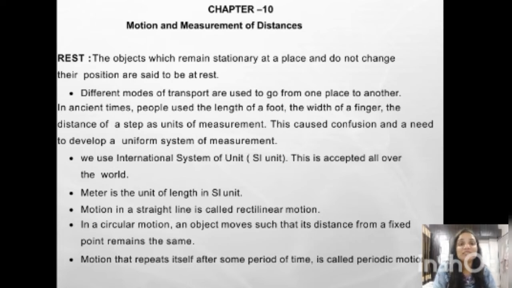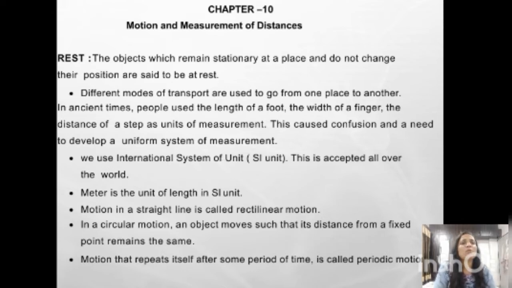Now next, meter is the unit of length in SI unit. This is a very important short question answer. What is the SI unit of length? It is meter. Motion in a straight line is called rectilinear motion. These are the types of motion. The first one is rectilinear, the second is circular, and the third is periodic motion.